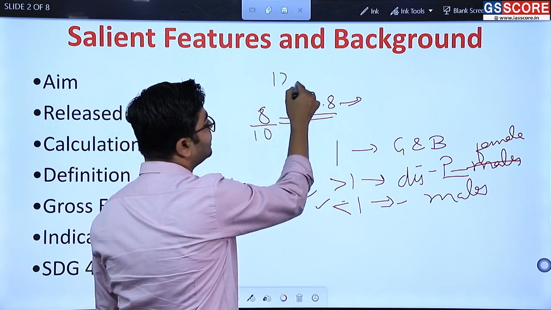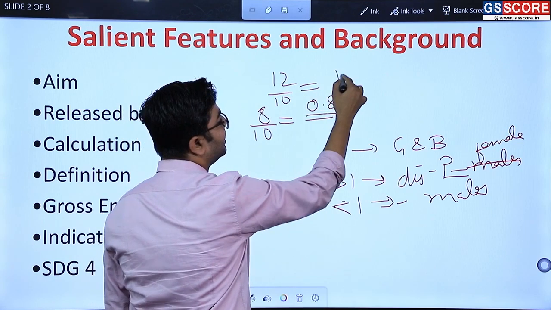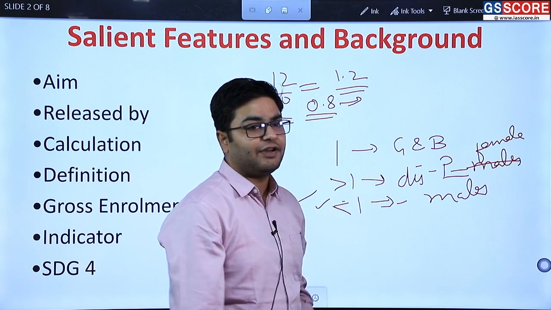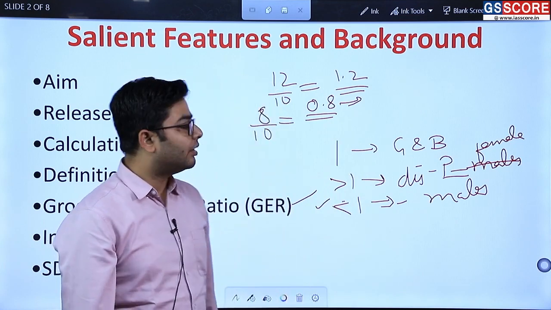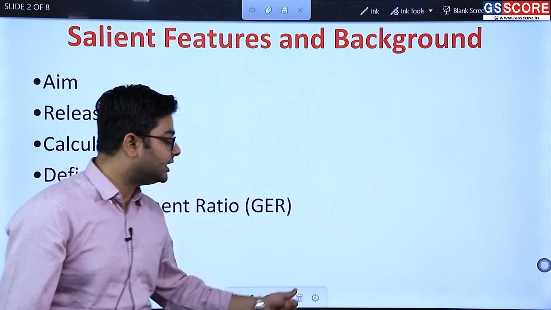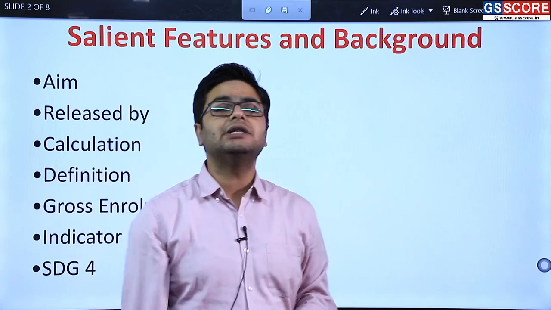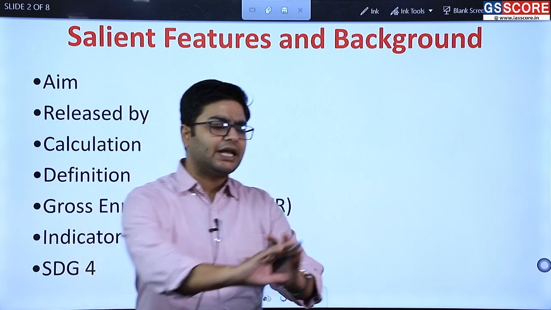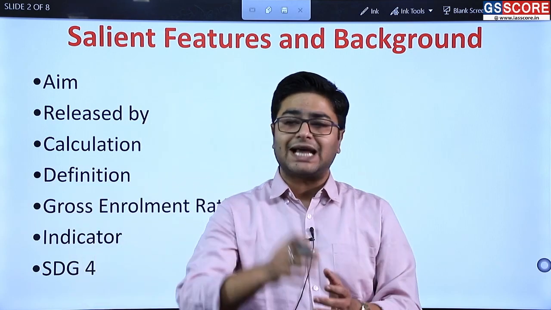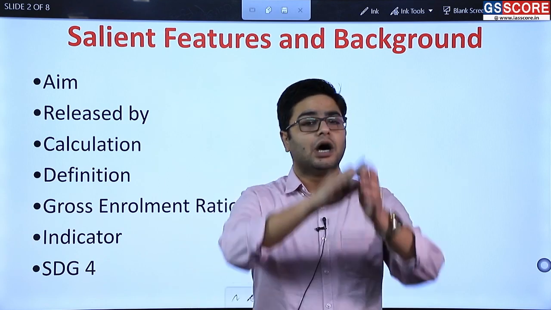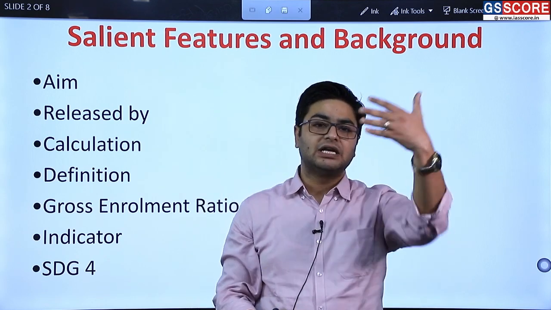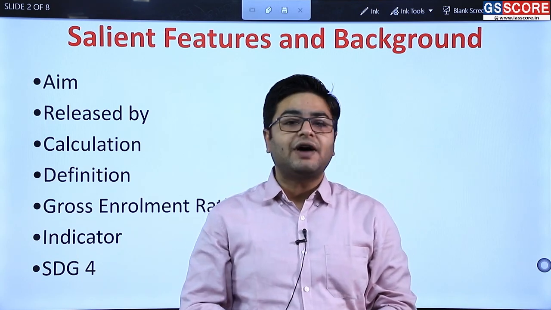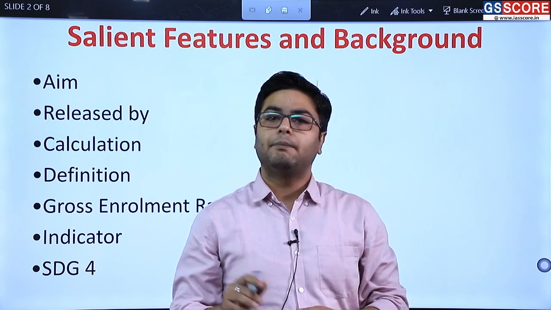However, if the figures are like this, then it would mean 1.2. That means that it is biased in favor of females. Okay? So that is how we need to logically interpret these numbers when we look at the data country-wise. So we can use this particular index and the GER values quoted comprehensively as well as for various levels of education in our arguments to justify the utility of a particular program.